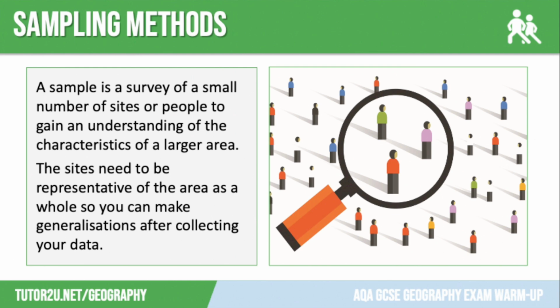So once you've decided what sort of data you want to find, you've got to decide where you're going to collect that data. And a sample is used in fieldwork as it's often hard or too time consuming to survey a whole area or to collect large amounts of data. So a sample is a survey of a small number of sites or people to gain an understanding of the characteristics of a larger area. The sites need to be representative of the area as a whole, so you can make generalisations after collecting your data. Let's have a look at some of the sampling techniques that you might get asked about.